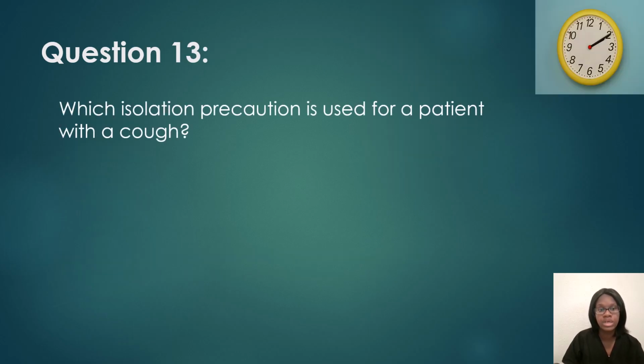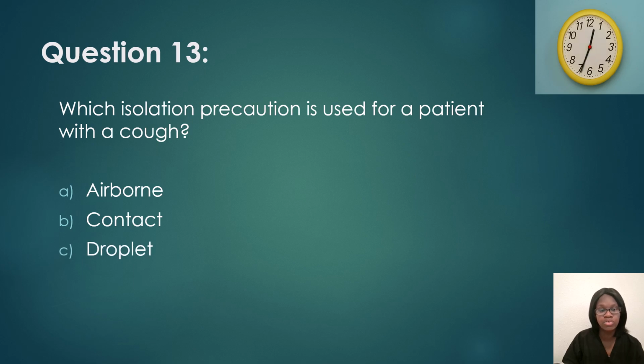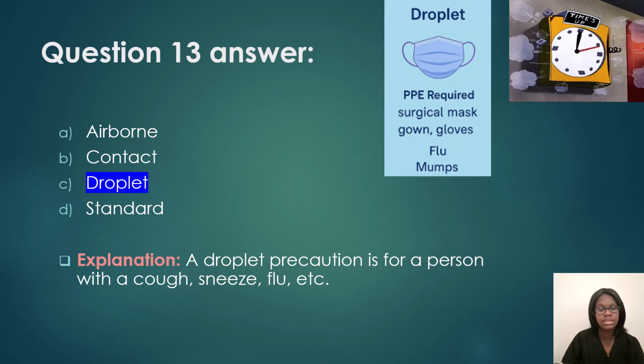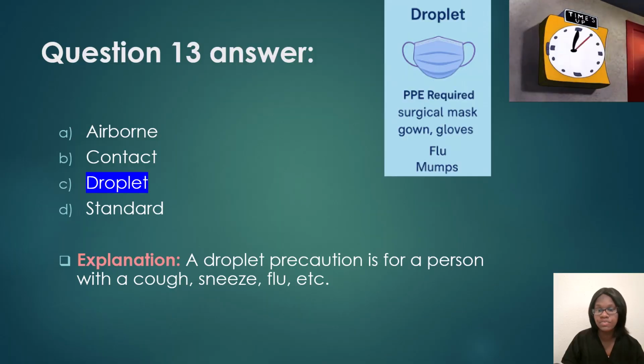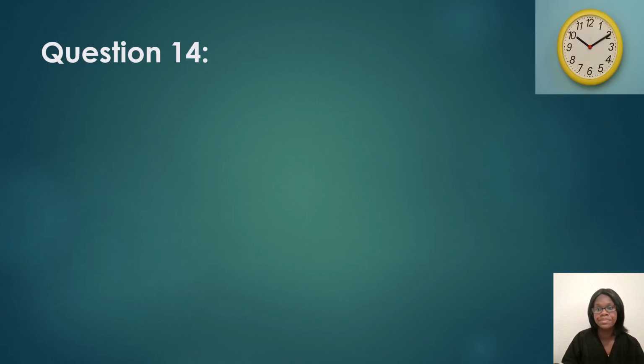Question 13. Which isolation precaution is used for a patient with a cough? A, airborne, B, contact, C, droplet, D, standard. All right, the correct answer is C, droplet. Droplet precautions is for a person with a cough, sneeze, flu, etc. Wear your surgical mask, gown, gloves, all your PPE.